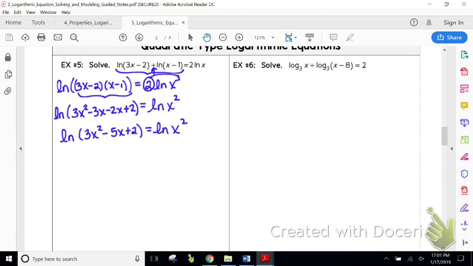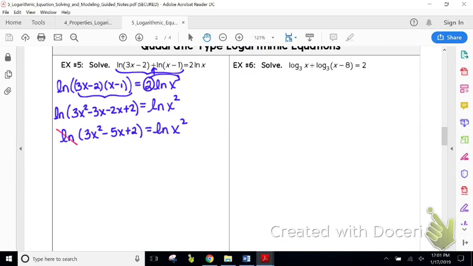Now what? Well, what do I have up there? We have a trinomial. Yeah. Well, I have a log equals a log, don't I? Even if it's natural log? Yeah, so this is our one-to-one property.